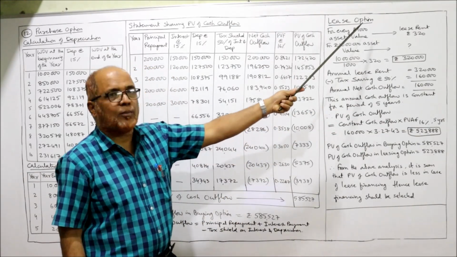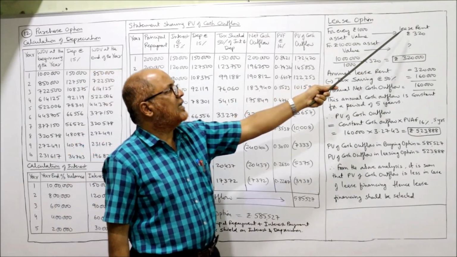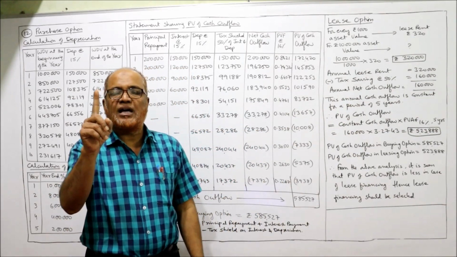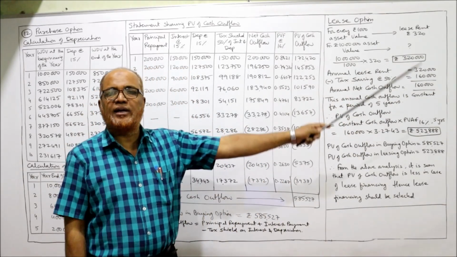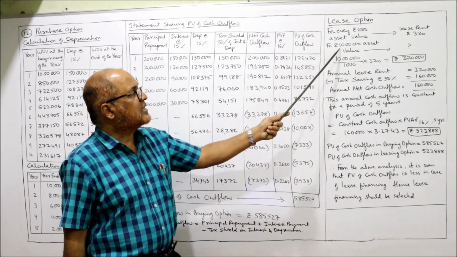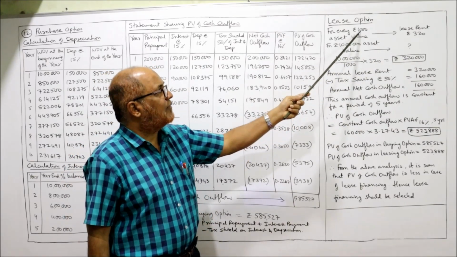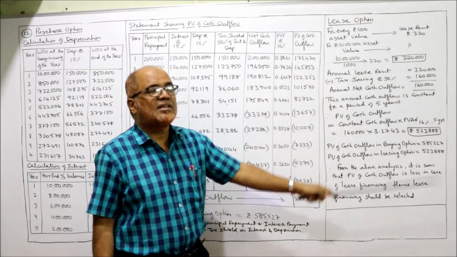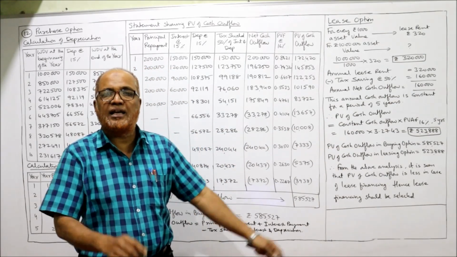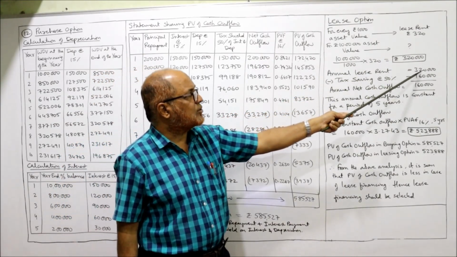Now here, lease option. For every 1,000 asset value, the lease rent is 320. It is given in the problem. For every 1,000 asset value, 320 rupees lease rent. But our asset value is 10 lakh. For 10 lakh rupees asset value, how much? So 10 lakh divided by 1,000 into 320, 3,20,000. So annual lease rental is 3,20,000.